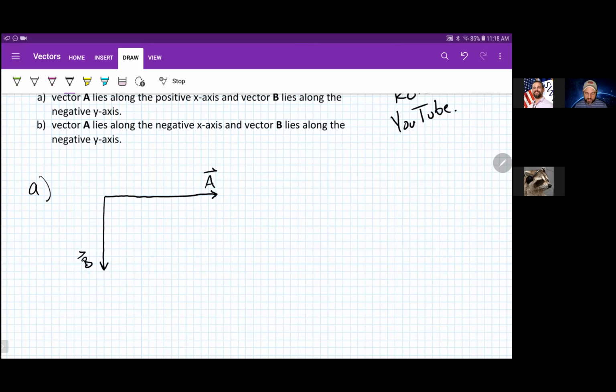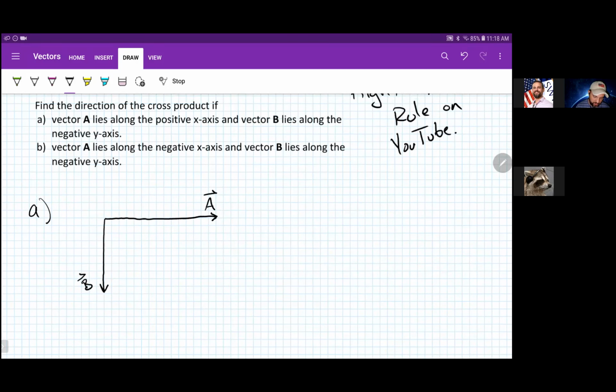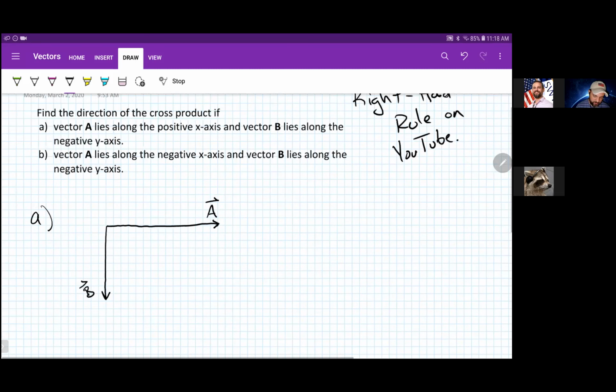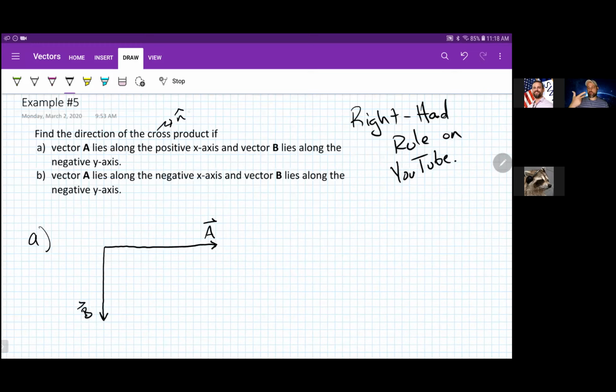What direction is N, or N hat? That's what we're looking for. So when it's asking to find the direction, it's asking what is N hat? What direction is N hat? Okay, and that's where the right-hand rule comes in.